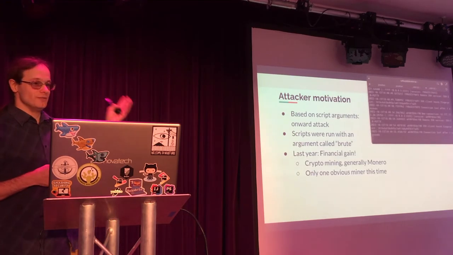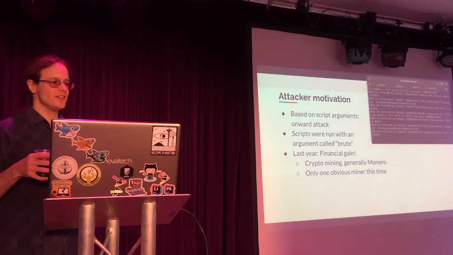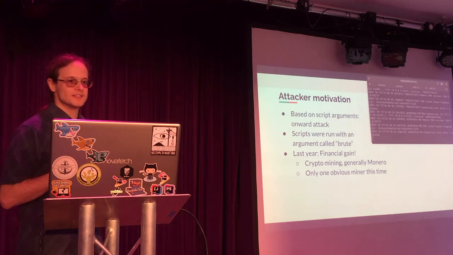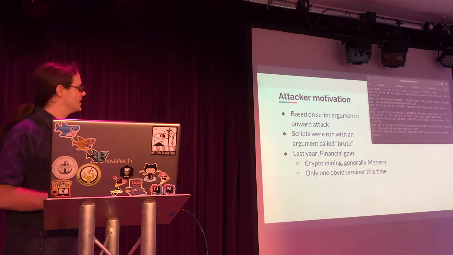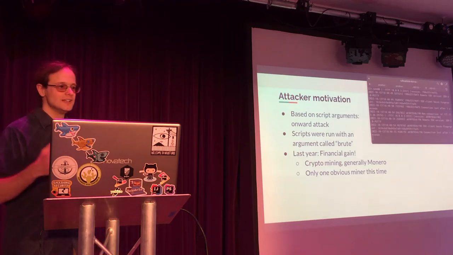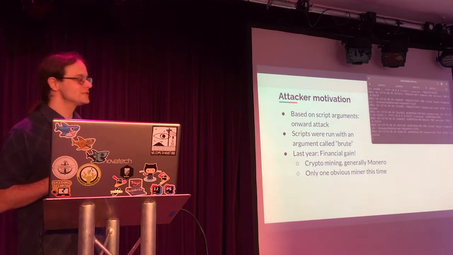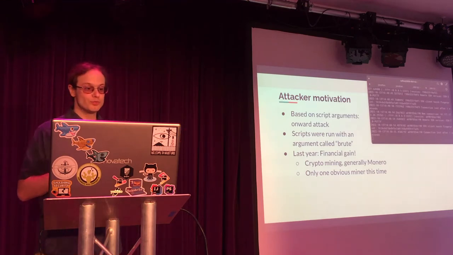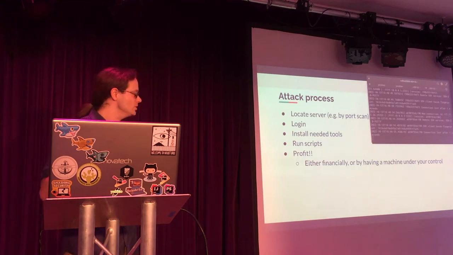So I say, when I did the same research a year ago, everything was financial gain motivation. Everything that attacked the honeypot was trying to install a crypto miner, trying to mine Monero at my expense. Because the way crypto mining works is you run a load of processing-intensive code, and at the end of it you get some form of financial reward. So if you can get someone else to pay for it, it's pure profit for you. That was last year. This year, there was only one obvious miner. Everything else was entirely different. And looking at the names, some of the commands being run had the word brute in them, suggesting some form of brute force attack. But we'll come on to exactly how that worked in a moment.